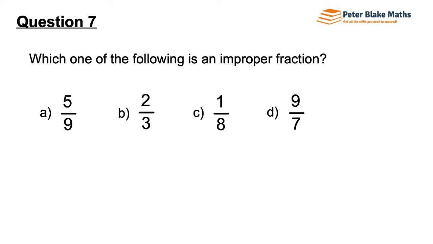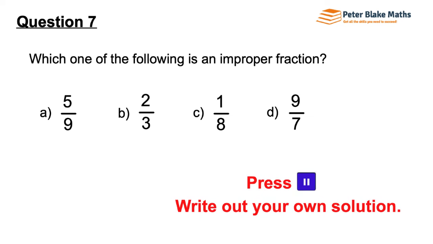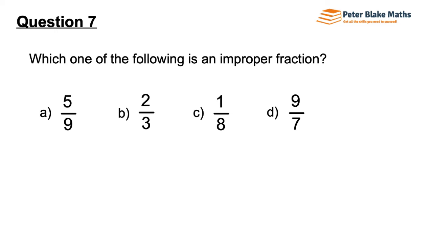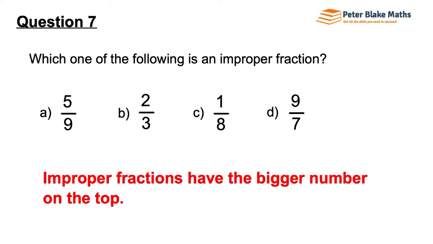Question 7. Which one of the following is an improper fraction? 5/9, 2/3, 1/8, or 9/7? An improper fraction, they have the bigger number on the top. So the only answer there that's got the bigger number on the top of the fraction is 9/7.